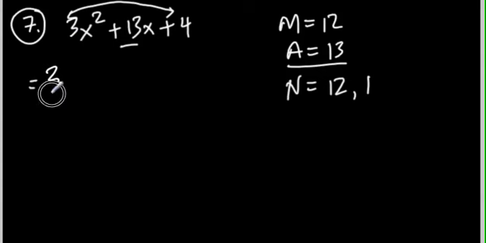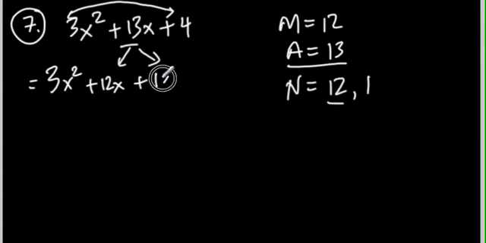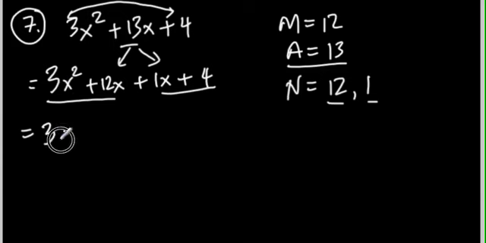So what do we get here? 3x squared. Remember, this middle term splits to plus 12x because of the 12 there, plus 1x because of the 1 there, and then plus 4. Okay. Then we're going to group the first two and the last two. What's common between these two? It's 3x. And what are we left with? It's x plus 4. Because 3x times x is 3x squared, and 3x times 4 is 12x.